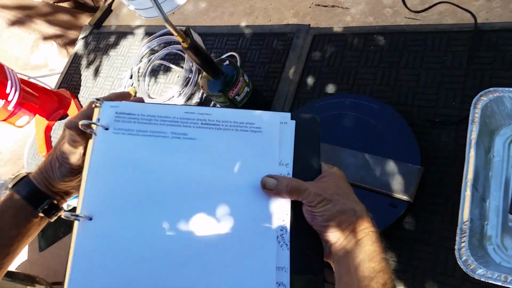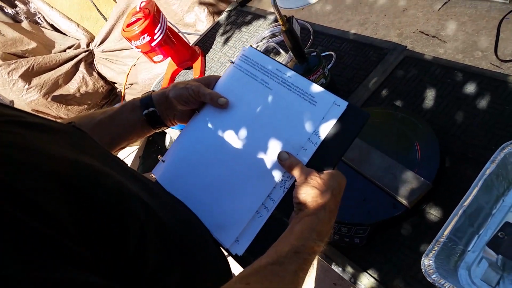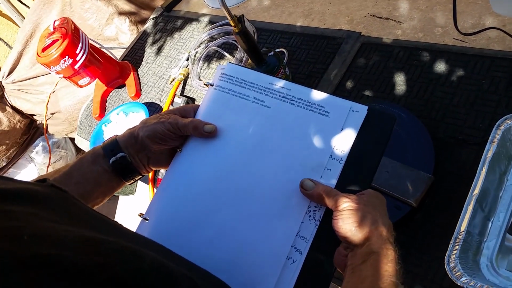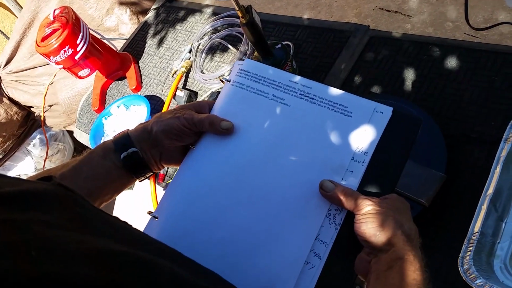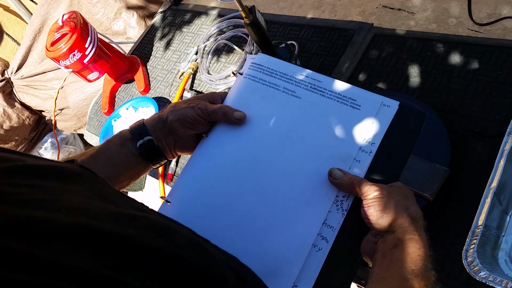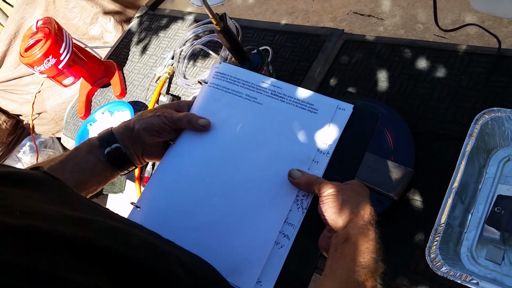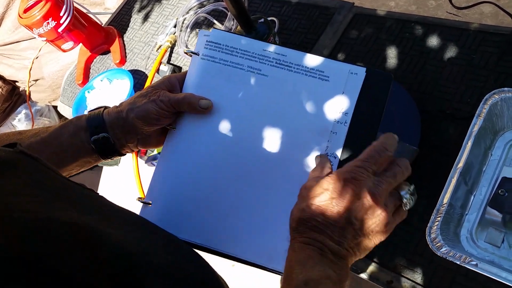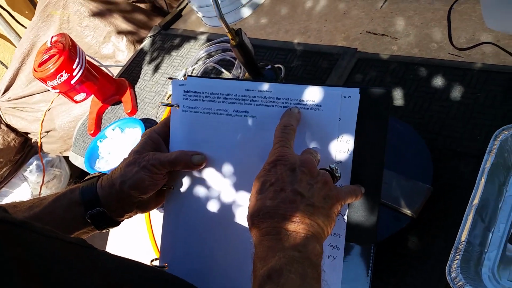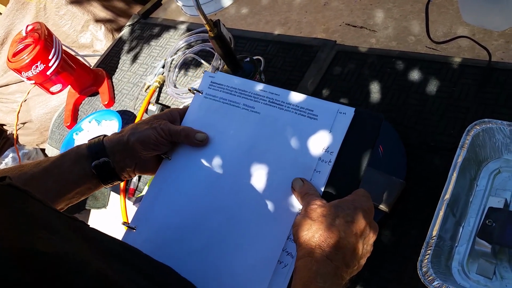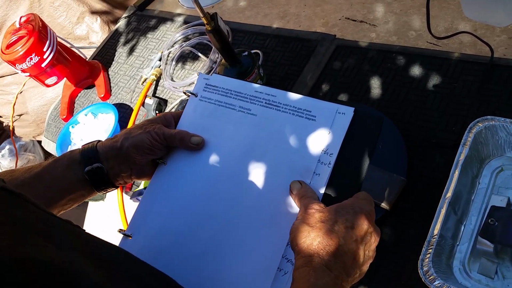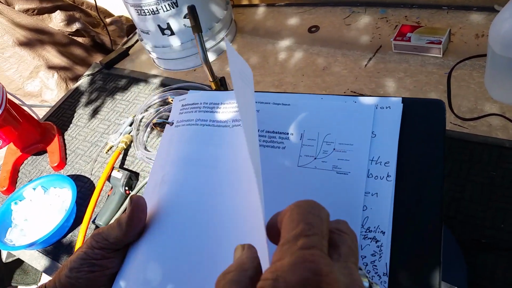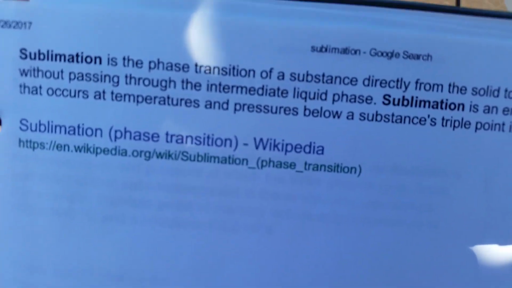Okay, I took this off the internet, Wikipedia. Sublimation is a phase transition of a substance directly from a solid to a gas phase without passing through the intermediate liquid phase. Sublimation is an endothermic, I can't even pronounce it. How do you pronounce that? Endothermic process that occurs at temperatures and pressures below a substance's triple point in its phase diagram. Okay, the triple point. Now, let's show you what that says.